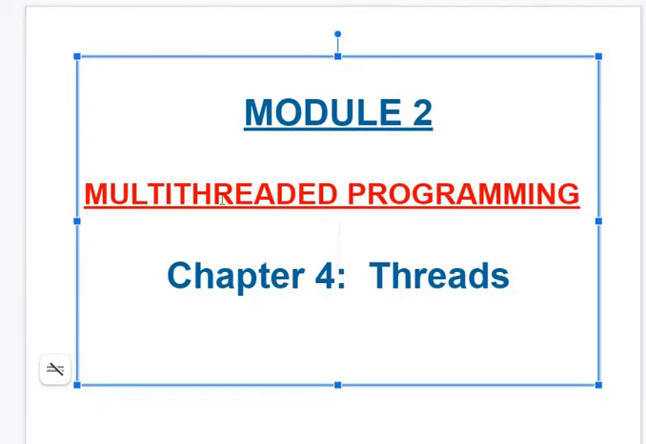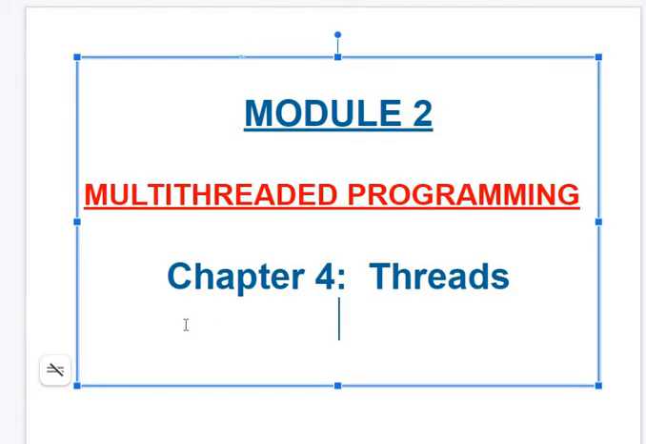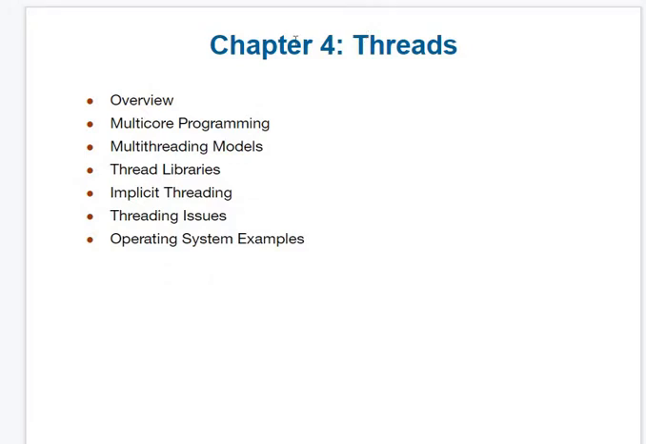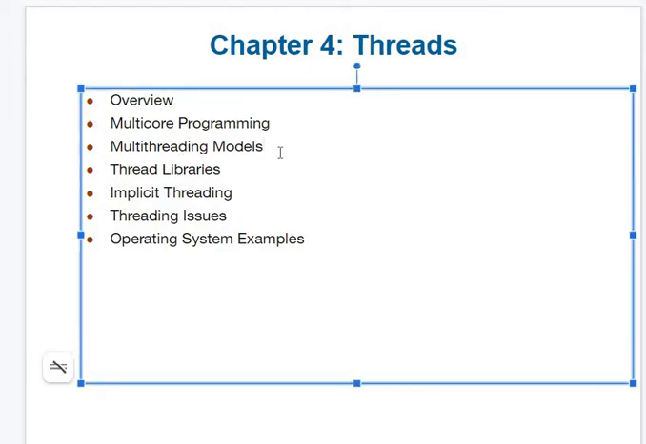concepts. Okay, so let's see what we mean by threads. Next, in this chapter 4, what we are going to cover is some definitions. After that we can see multi-core programming, then multi-threading models, different types of models. You can expect this question in the examination for about 6 to 8 marks, a definite question, with the diagram.